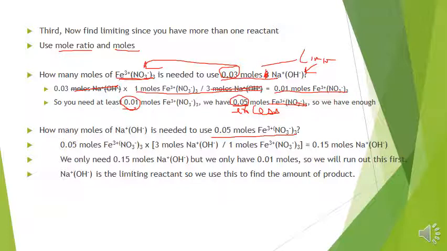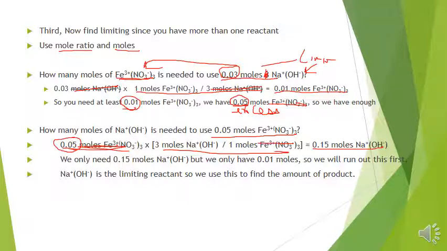Now what we're going to do is that if I have 0.05 moles of iron nitrate, how many moles of sodium hydroxide? Well, we're going to do the same thing. We're going to use the molar ratio. This time we're going to flip it, okay? So it's 0.05. If you went back a couple slides ago, you see it. So we have 0.05 moles of iron nitrate. Here's the molar ratio. So that cancels out with this, and then we end up with 0.15 moles of sodium hydroxide.